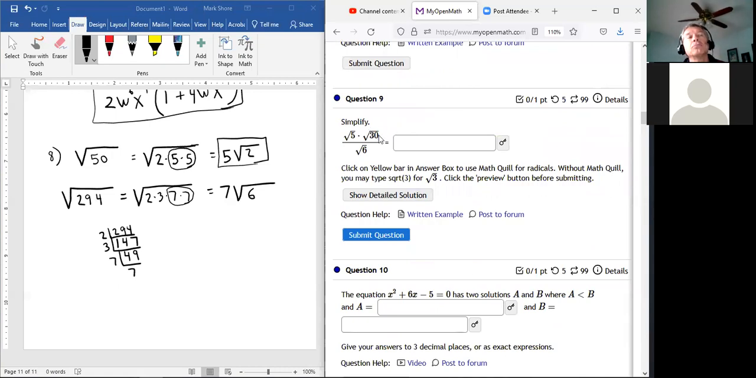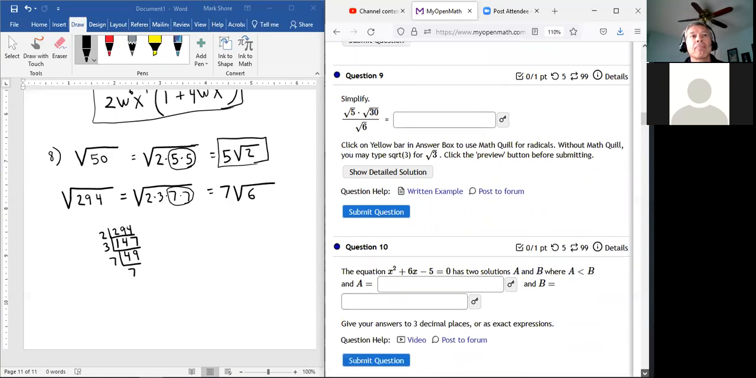On this one, I did this one last week also. You simplify this by multiplying the top and bottom by the square root of 6. It's called rationalizing the denominator. So you multiply the top by the square root of 6 and the bottom by the square root of 6, and it cleans it all up. And I guess we can save that for you guys to see.